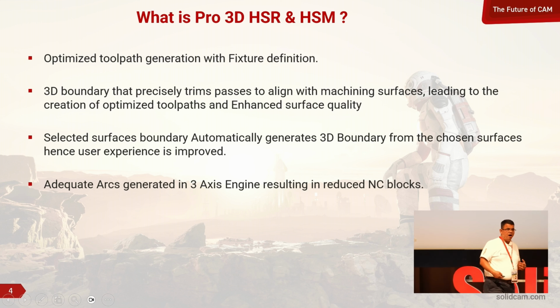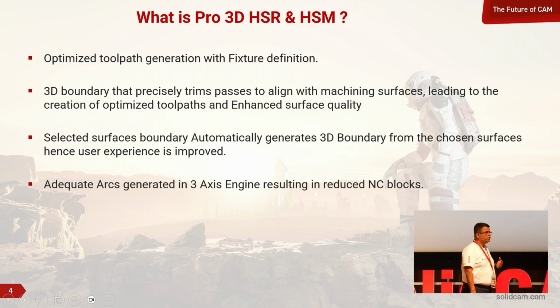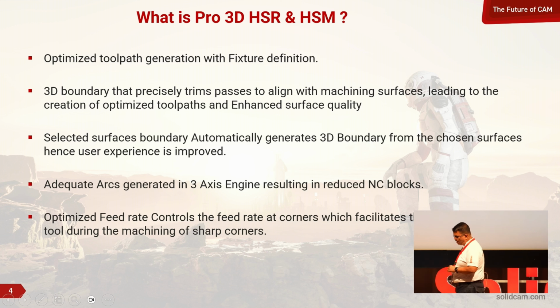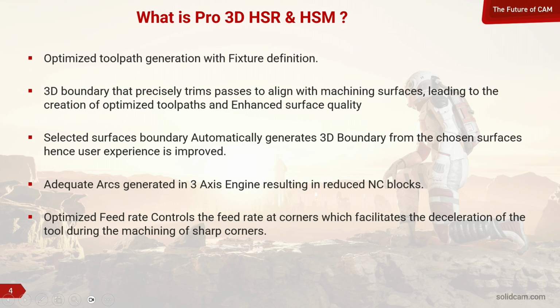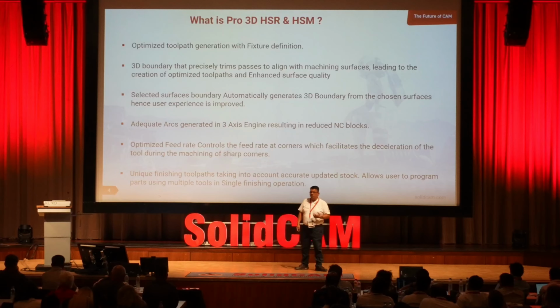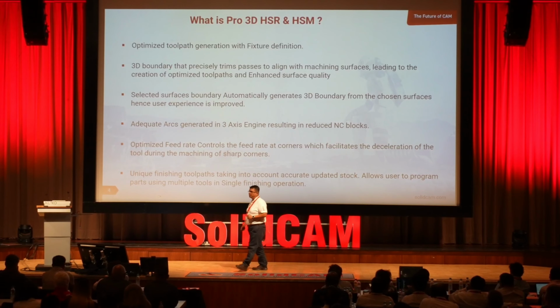We generate a lot of arcs, so if you're using the fit arcs function, you can expect the toolpath to be at least 30 to 40% shorter than the HSR or HSM toolpaths. And it has nice feed rate control, which automatically drops the feed rate when it is approaching a corner or a very tight area, thereby enhancing the tool life. And finally, there are unique finishing toolpath patterns that take into account accurate, updated stock. Now, this becomes very important. This is something I learned in the last couple of months, that it can take into account extremely accurate toolpath stocks.